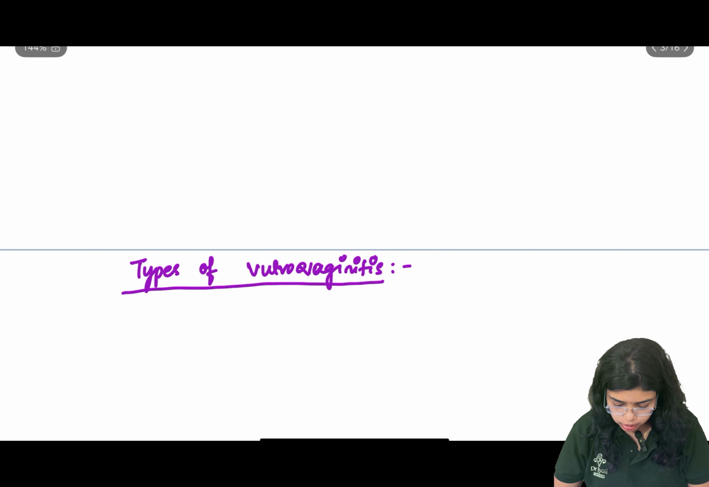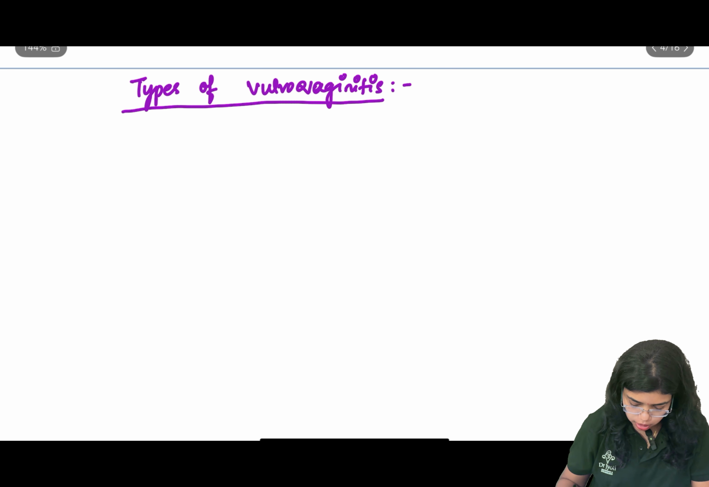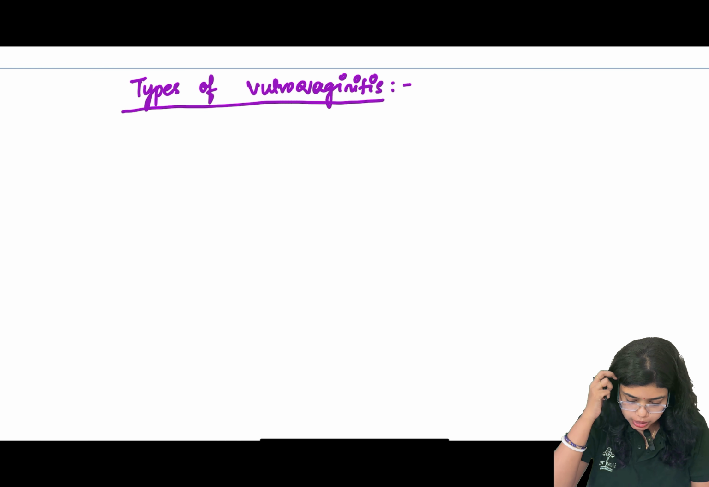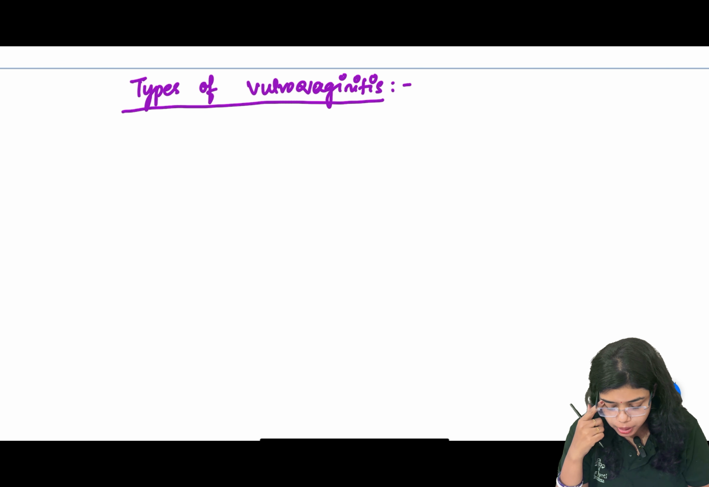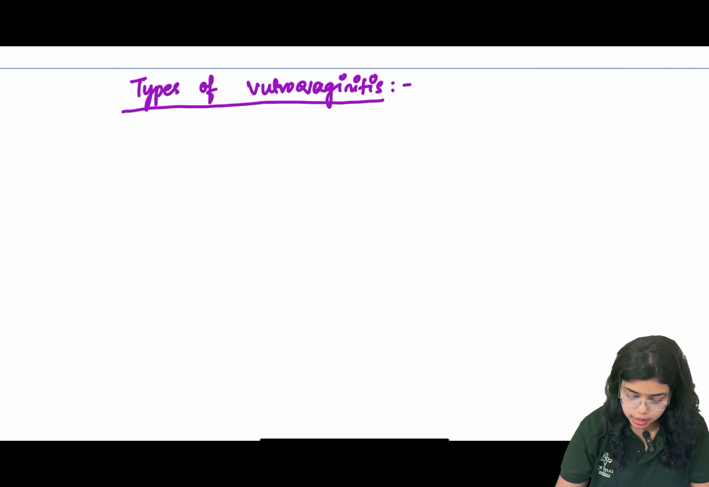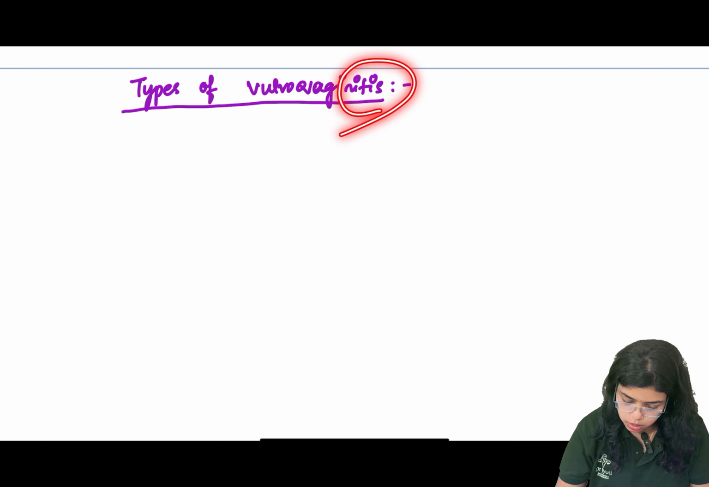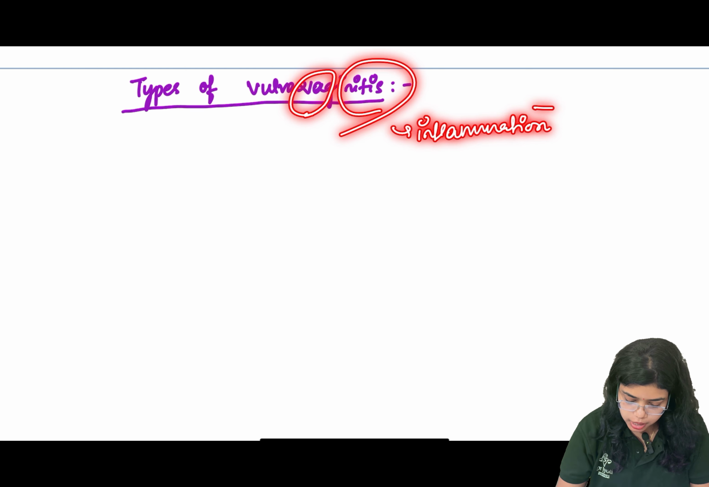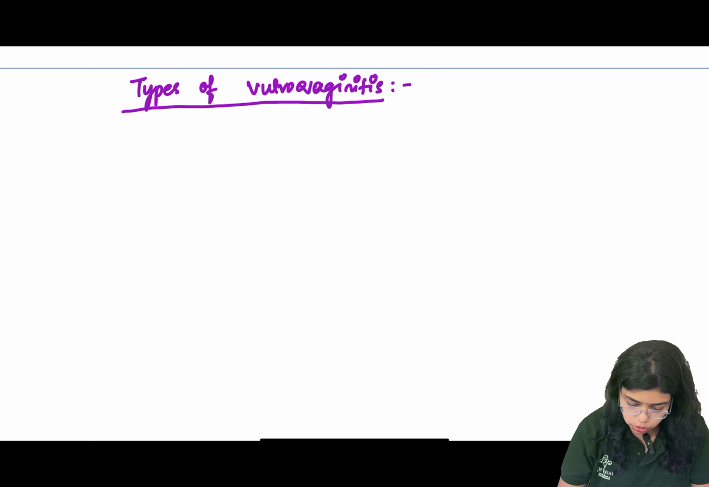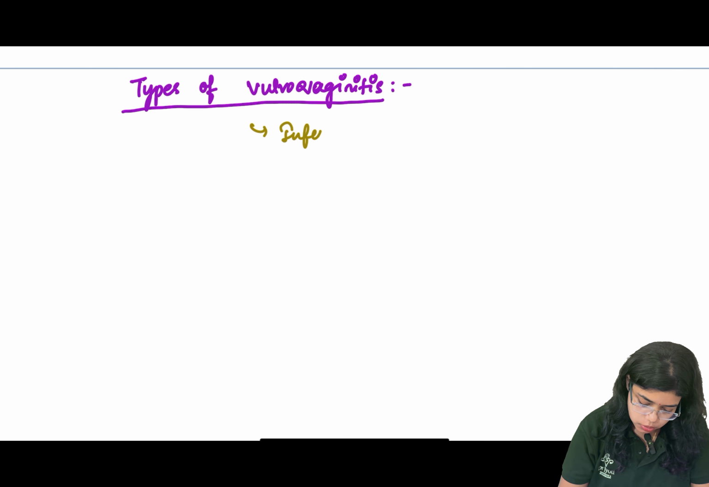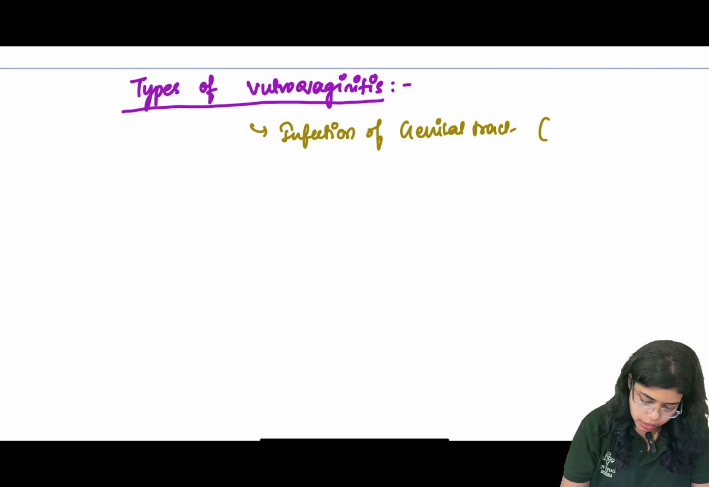So these are the characteristics of the normal physiological discharge. And what about the infection or the pathological? See, what are the types of vulvovaginitis? Vulvovaginitis means there is infection of the, see, itis means inflammation. Okay, so inflammation of the vagina and vulva. Vulvovaginitis means infection of the genital tract, that is vulva and vagina.